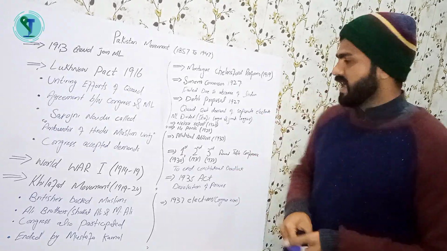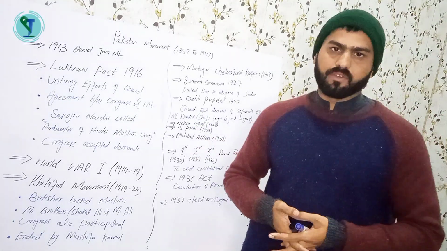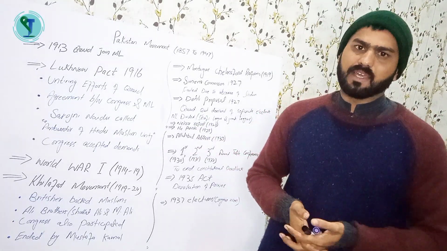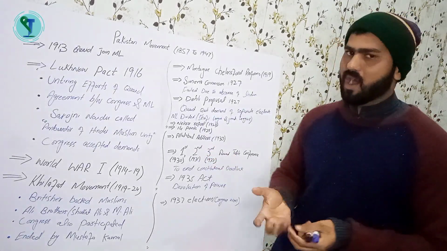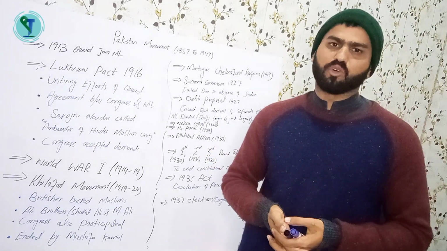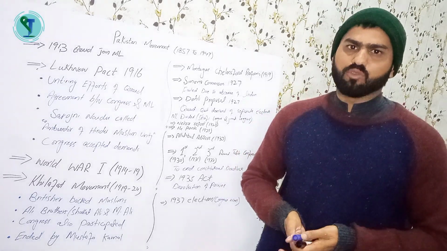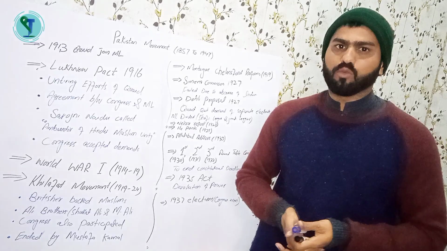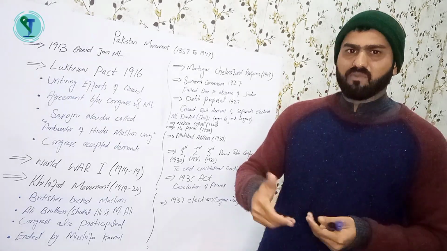After this, in 1928, came the Nehru Report. Motilal Nehru gave the Nehru Report. In this report, Motilal Nehru rejected the separate electorate demand of the Muslims, and also offered Sindh separation with conditions.